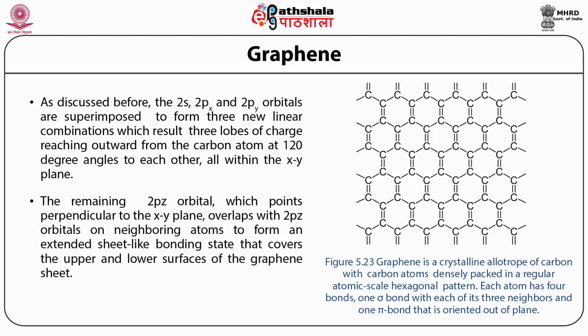So this figure shows that graphene is a crystalline allotrope of carbon with carbon atoms densely packed in a regular atomic scale hexagonal pattern. Each atom has 4 bonds, one sigma bond with each of its 3 neighbors, and one pi bond that is oriented out of plane. Now let us discuss the properties of graphene.